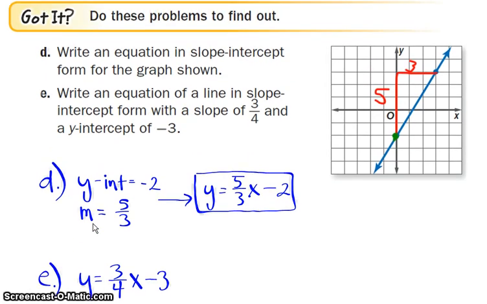And that's what we do for when we're given a line, okay? Very easy to do. As long as you know how to find the slope and you know where the y-intercept is, very easy to write an equation.